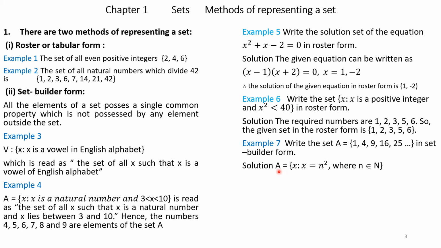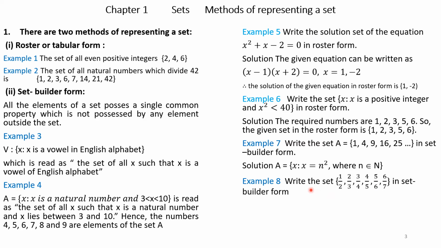So we can write the given set A, which is given in roster or tabular form, in set builder form as A equals {x : x equals n square, where n belongs to capital N}, that is, n belongs to natural numbers.